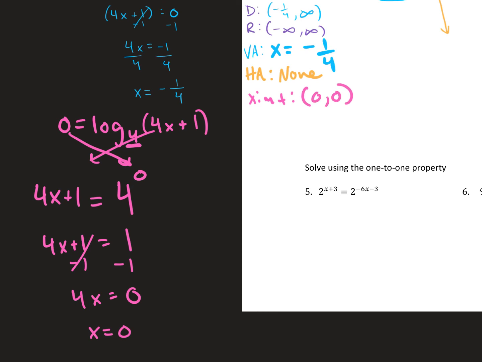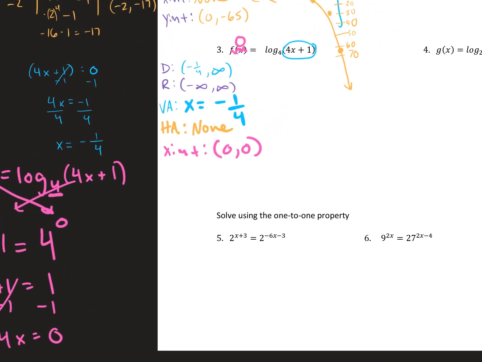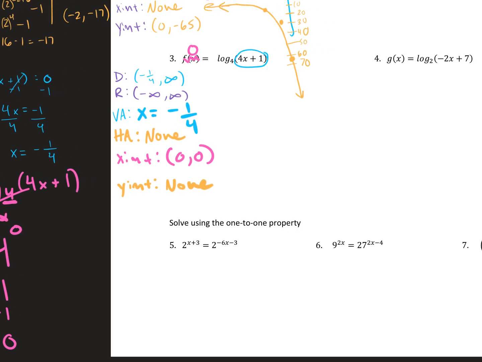So 0, 0. And then for log graphs, we typically don't have a y-intercept. It can cross the y-axis, but it's not as easy to find. We would need a calculator, so you're not going to have to find the y-intercept. 3 points is enough for each graph. For log graphs, you won't have a calculator to plug in the numbers here.